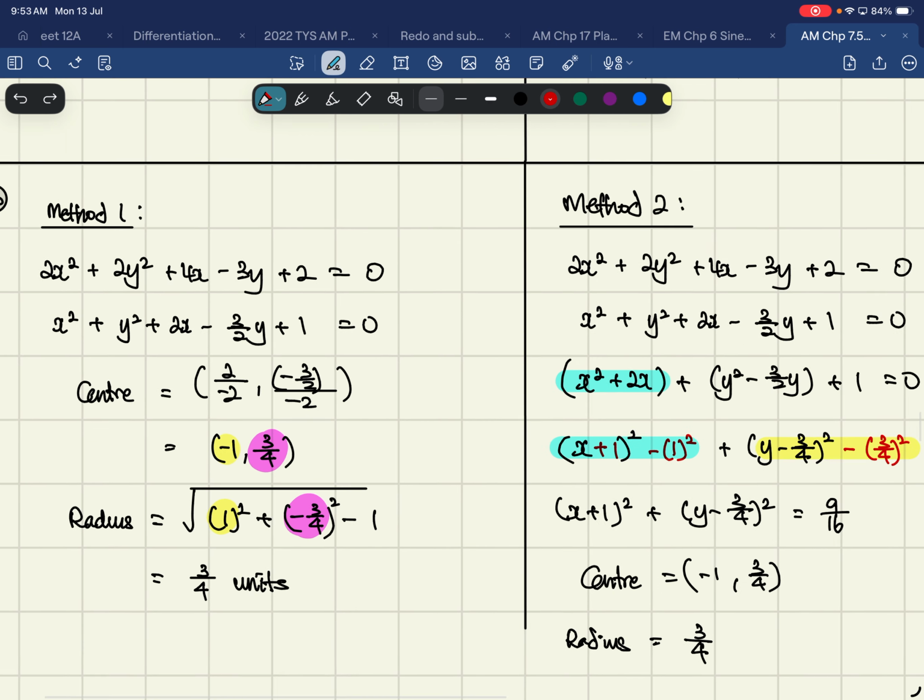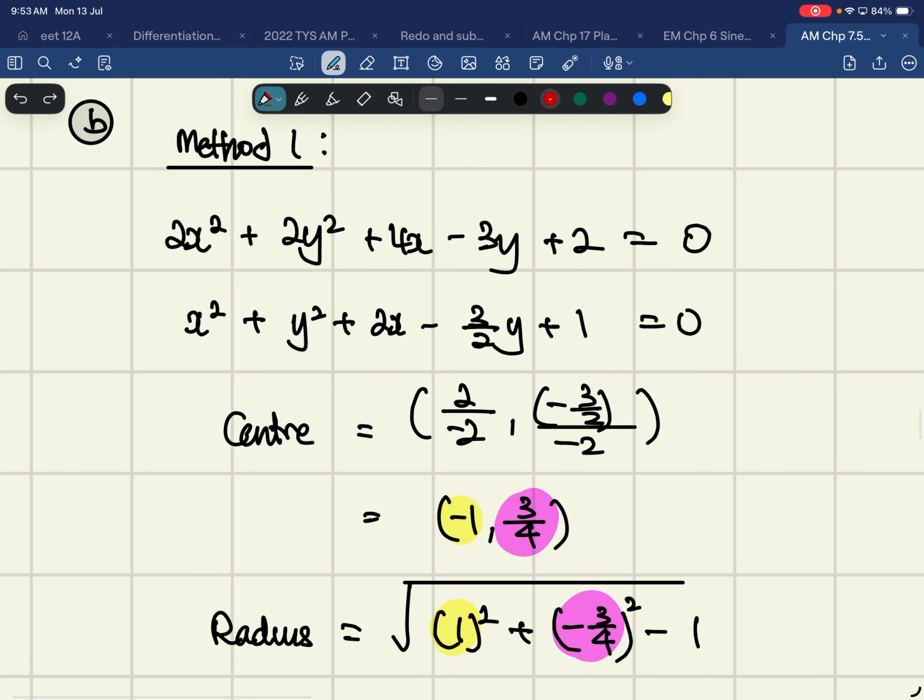I'm going to explain. Using method 1, using the formula, we first of all always make sure that in the equation of the circle, the coefficient of x squared and y squared must be positive 1 only. But this is a 2. So what can I do? I will just, by brute force, get rid of the 2. How? Divide away by 2.